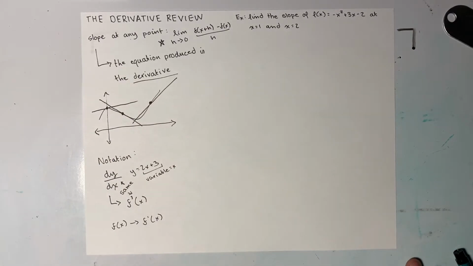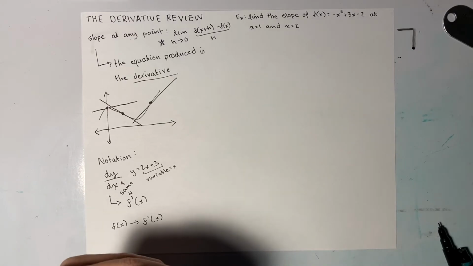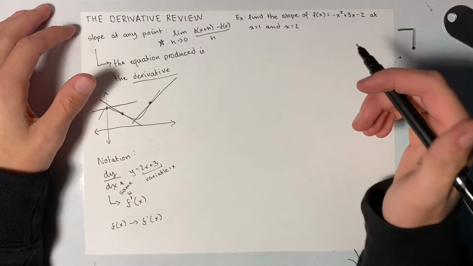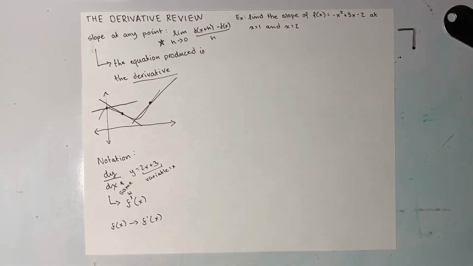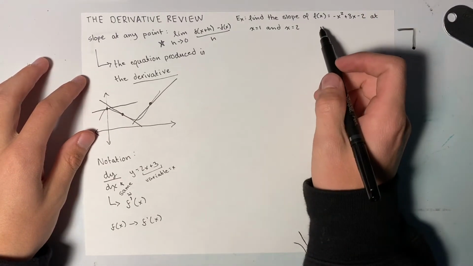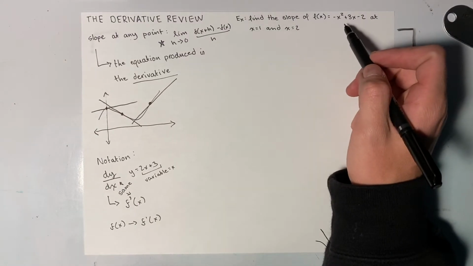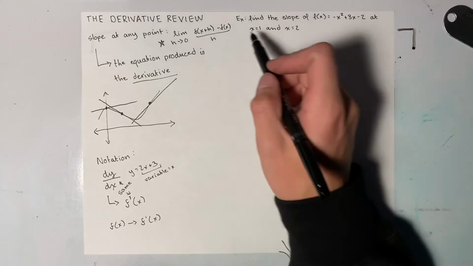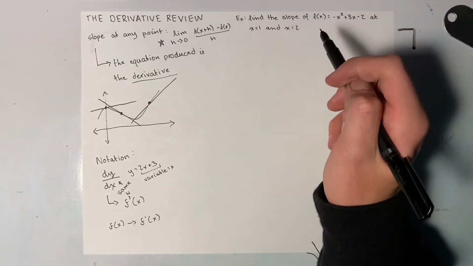And that's really all there is to it. So just to recap, you've got to get in your minds that the derivative produces an equation that tells you the slope at any point. Now, I feel like this problem right here is comprehensive, that it's going to be able to bring everyone to understanding. So find the slope of f of x equals negative x squared plus 3x minus 2 at x equals 1 and x equals 2.